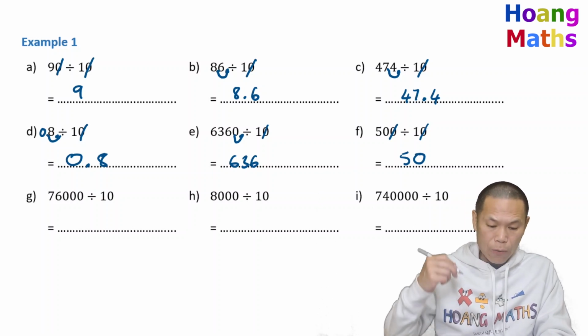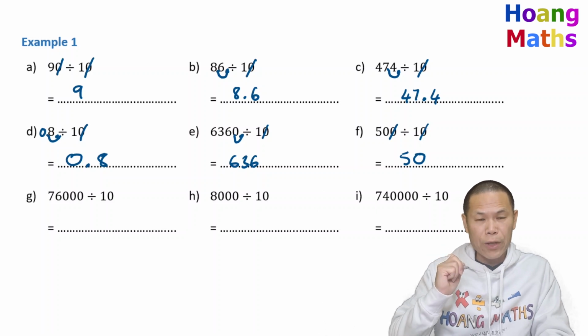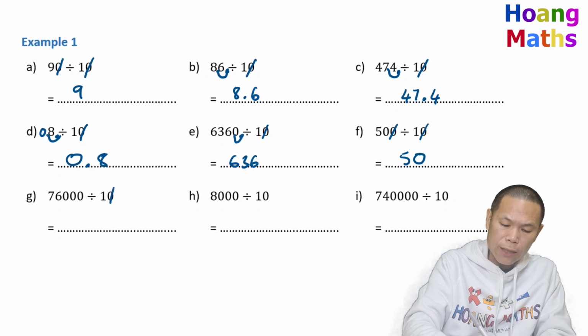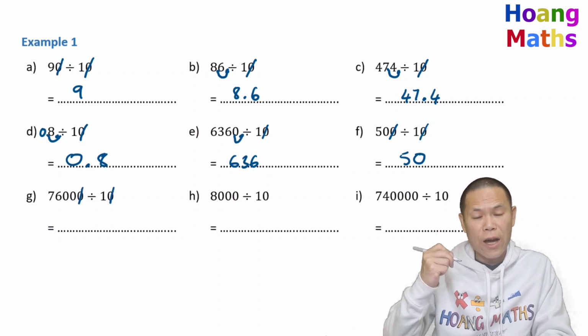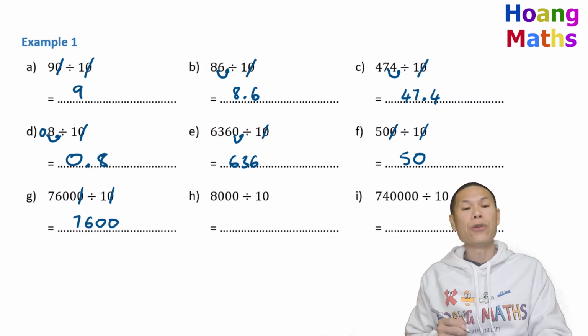Okay. Now, part G, we have 76,000 divided by 10. So the answer should be smaller. So this 0 here, we cancel with this. So it becomes 7,600 divided by 1. So the answer is 7,600. So there you go.